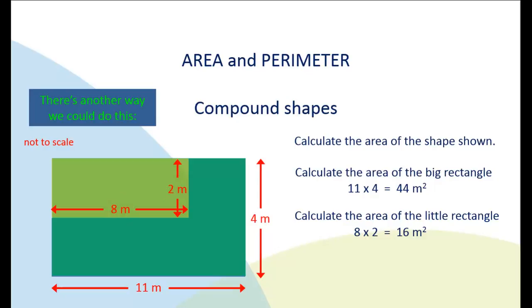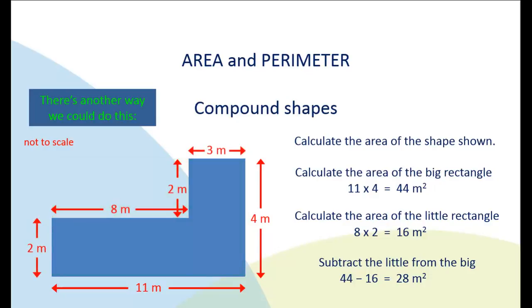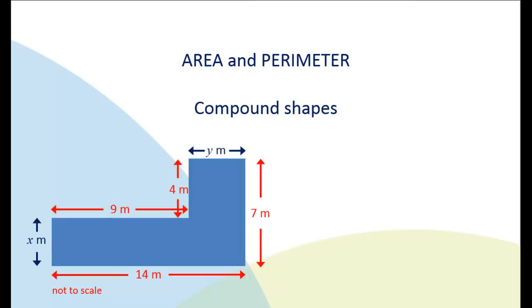So 8 times 2 is 16. And now to get the area of the blue L shape, we subtract the little one from the big one, and we get the same answer as we did the other way, which is good. Okay, so there we are. Let's have a look then.